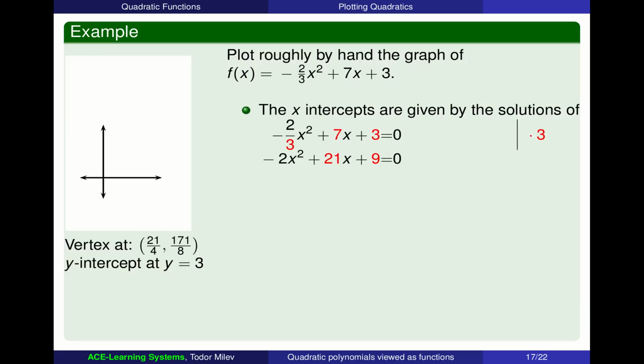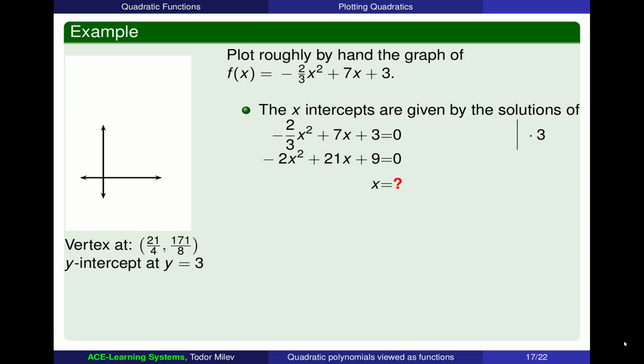First, when we solve a quadratic equation, we can clear the denominators on both sides. So we can multiply both sides of this quadratic equation by 3. When you multiply 0 by 3, you still get 0. When you multiply 3 by 3, you get 9. When you multiply 7 by 3, you get 21. And when you multiply 2/3 by 3, you get 2. So that's what we get there.